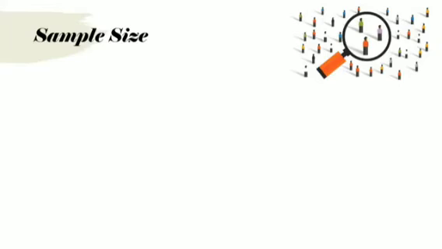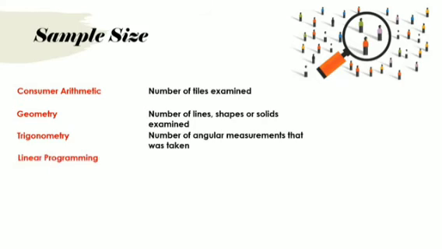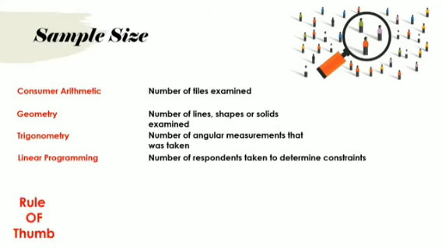Let us look at sample size within the context of the strands we previously mentioned. Sample size from a consumer arithmetic point of view means the number of tiles that were examined. For geometry, it would be the number of lines, shapes, and solids that were examined. For trigonometry, it would be the number of angular measurements that was taken. And for linear programming, sample size would mean the number of respondents or observations made.